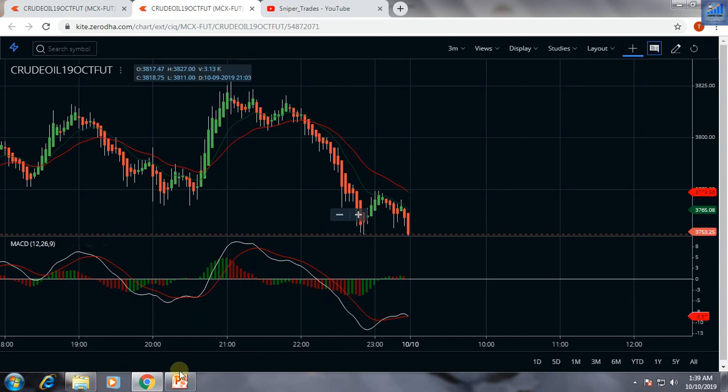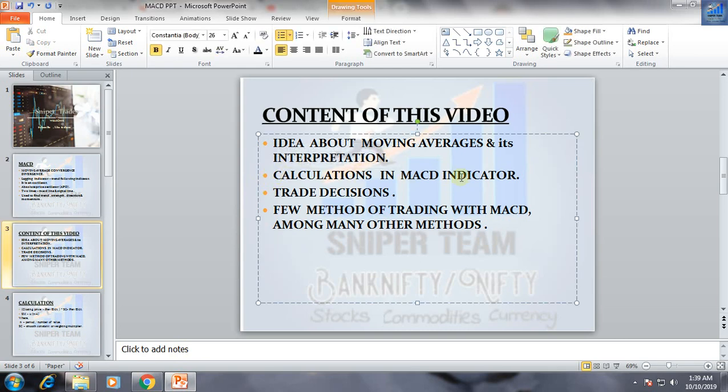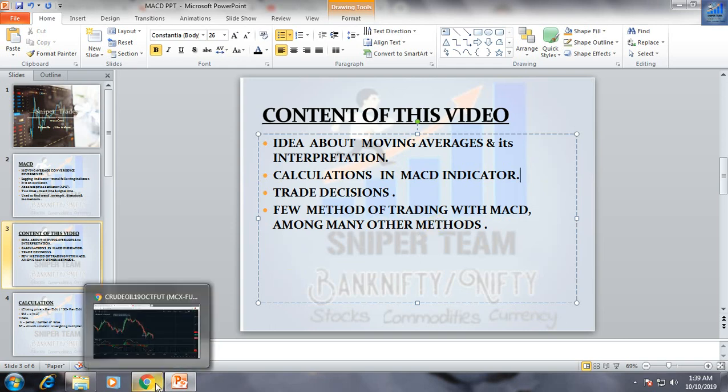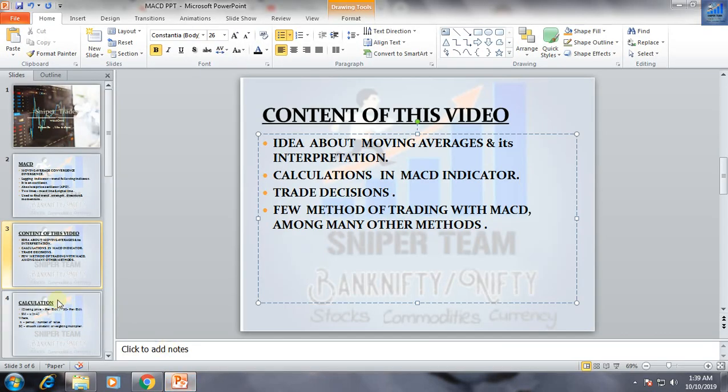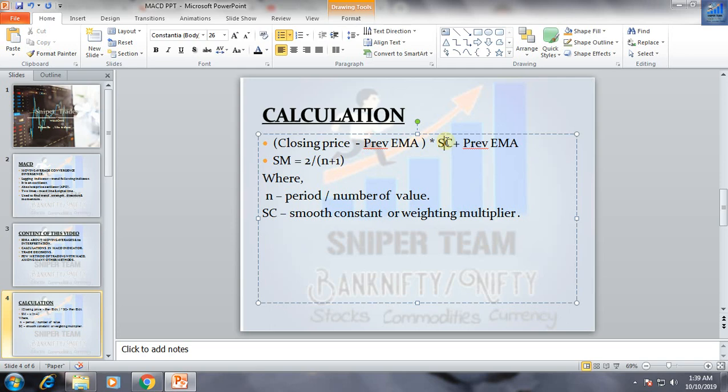So now I am going to move on to the calculations in the MACD indicator. The formula is: closing price minus previous exponential moving average, times the smooth constant or weight multiplier, plus previous exponential moving average.